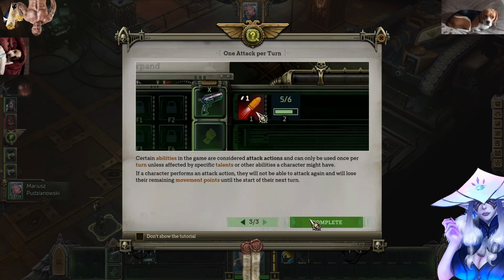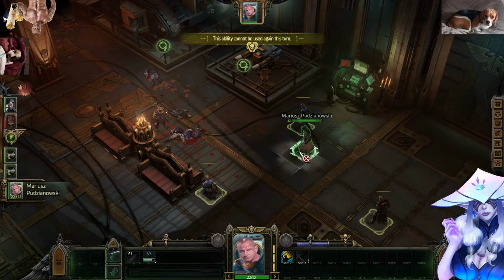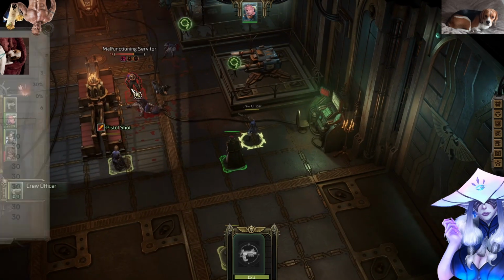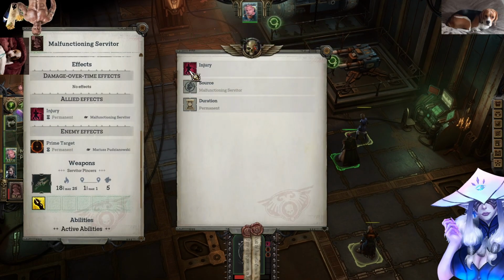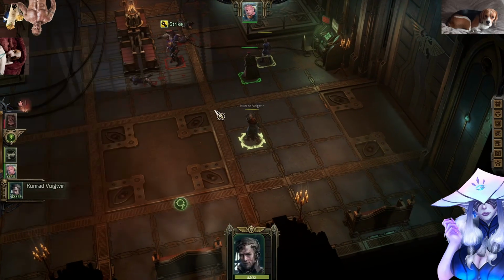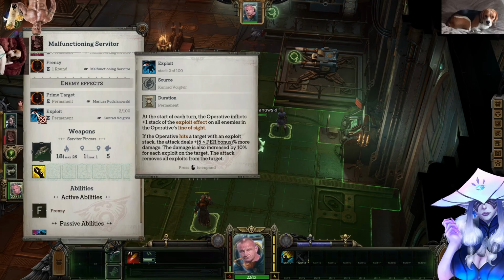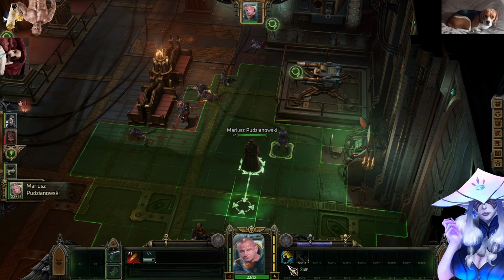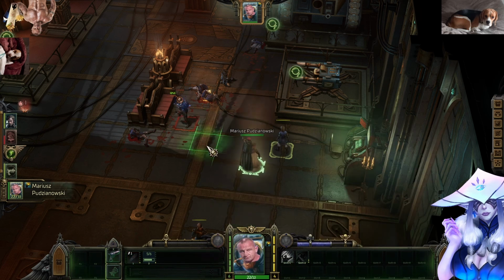Okay. Yeah, I'll figure this out, don't worry. Absolutely not. Oh, and there's reloading in this game as well, ain't that lovely? Okay. Injury. Okay, what does injury do? Who knows? Analyze enemy. Okay, what does that do? Exploit. When used for 1 round, the allies will not suffer damage from allied attacks near 26%. Yeah, sure.